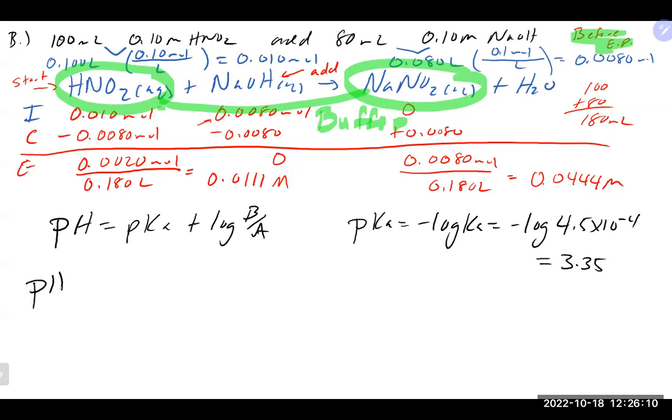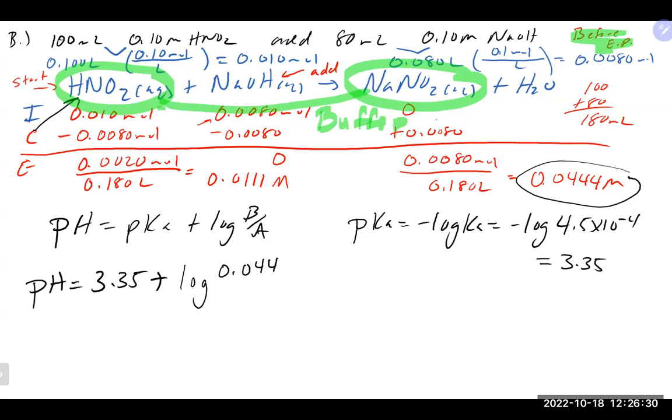So the pH here would equal our 3.35 plus the log of the base. This one here is the base, right? Because that is the sodium nitrite, and that is nitrous acid, which would not make it a base, obviously. So we want to go with 0.0444 up on top, 0.0111 on the bottom. A little log action of it. Then we're going to add it to 3.35. Gets us a pH at this point of about 3.95.